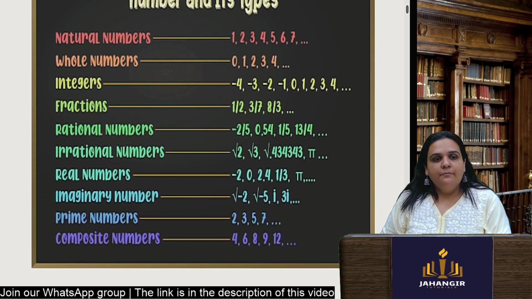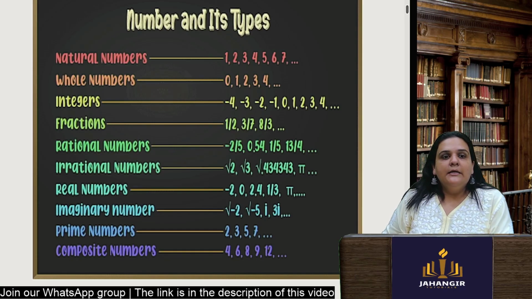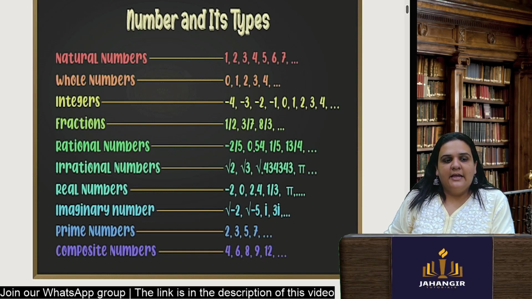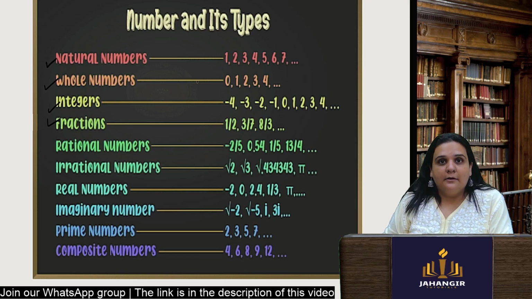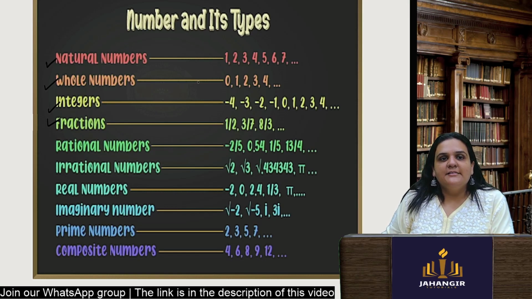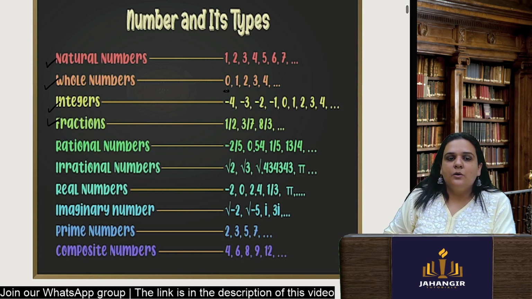Coming to just one small chart which I have kept here for you all: when I am talking about numbers and their types, these basic numbers which I just spoke about are natural numbers, whole numbers, integers, and fractions. I have given you all examples. When I am talking about natural numbers, I am talking about numbers starting from 1. So 1, 2, 3, 4, 5, 6, 7, those are my natural numbers. Whole numbers is a number set because 0 is included in that. From 0 we start the counting, so it is whole numbers.